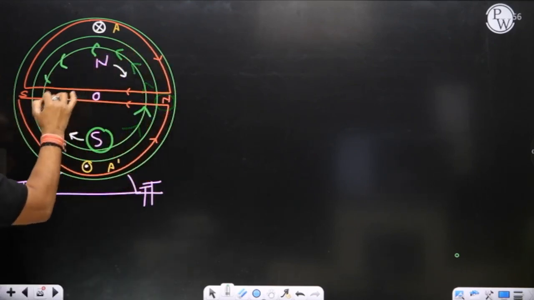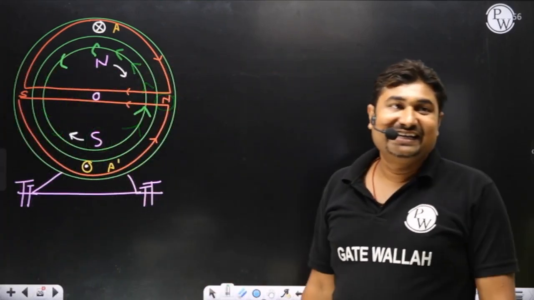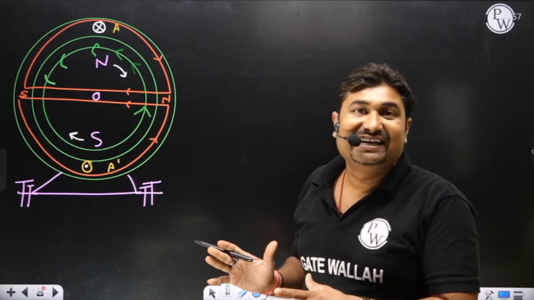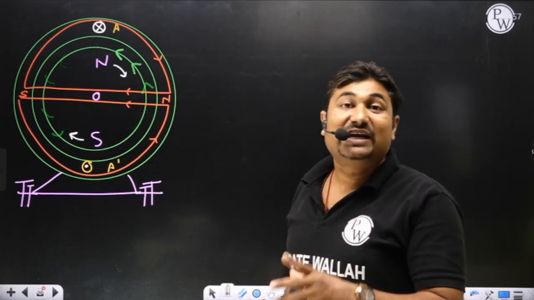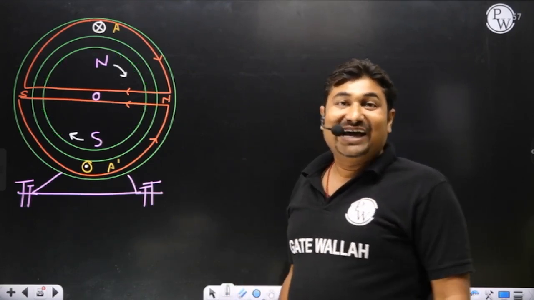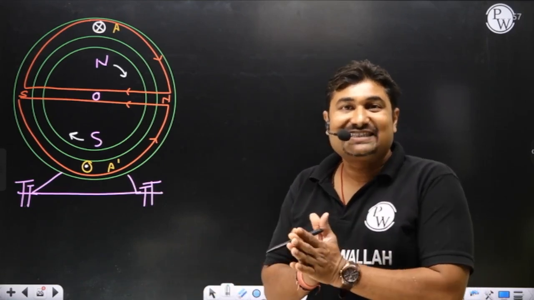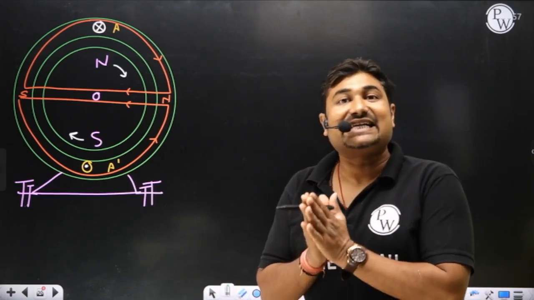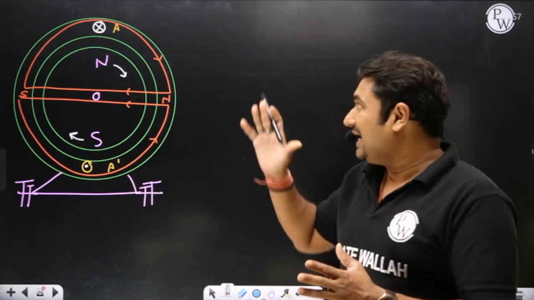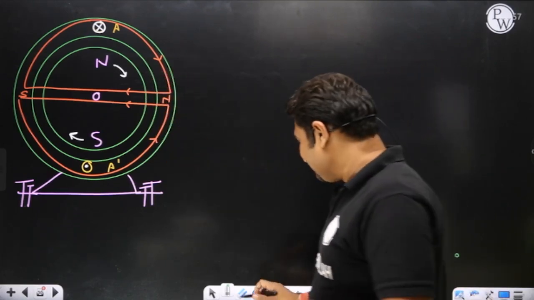Rotor will start rotating in an anti-clockwise direction. Whenever we give a supply onto the rotor side, the rotor will start rotating opposite to the direction of the rotating magnetic field. Why? Because the stator can't rotate and the rotor is free to rotate. So the rotation will always be in such a way that it reduces the relative motion between winding and field. Is it okay? Yes, sir.